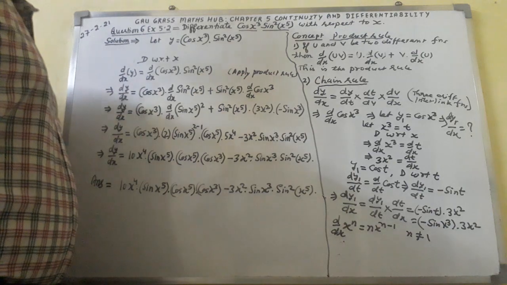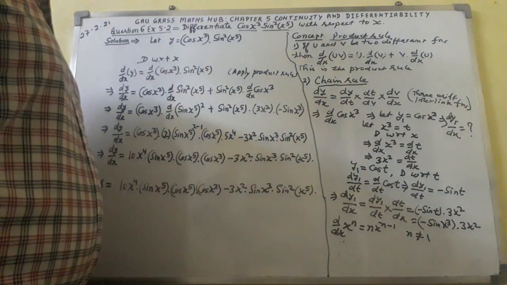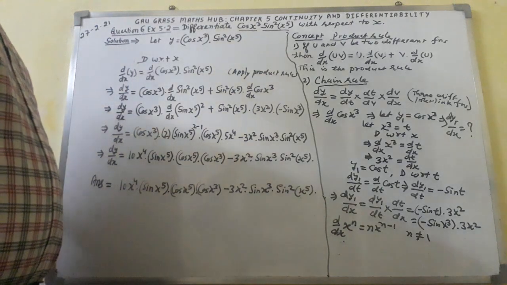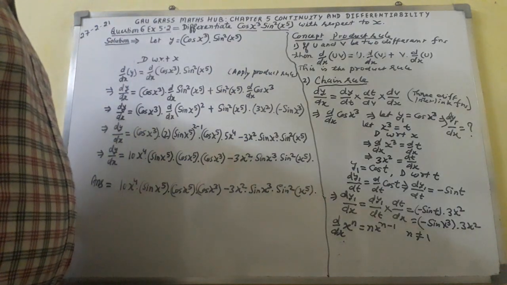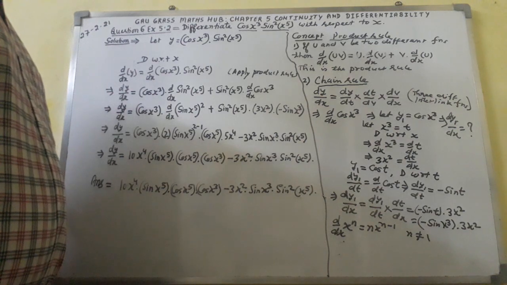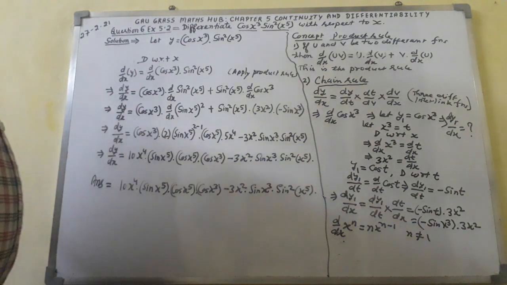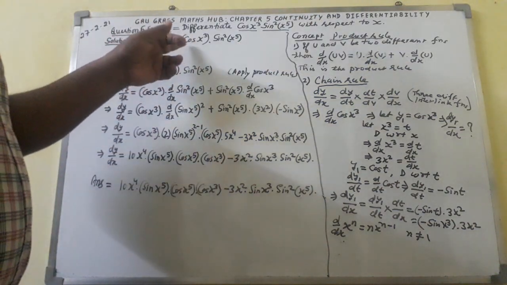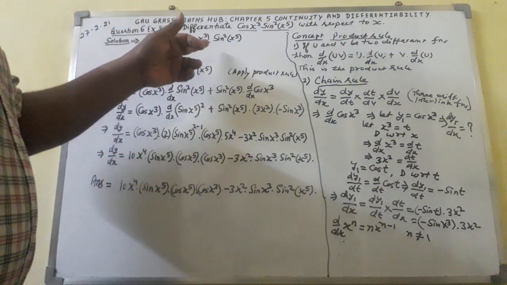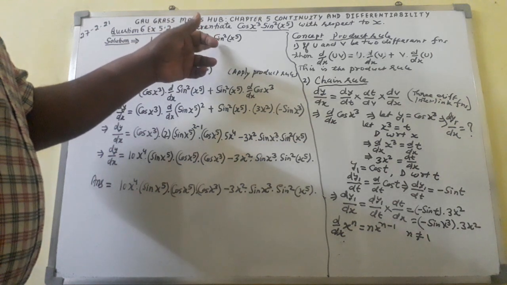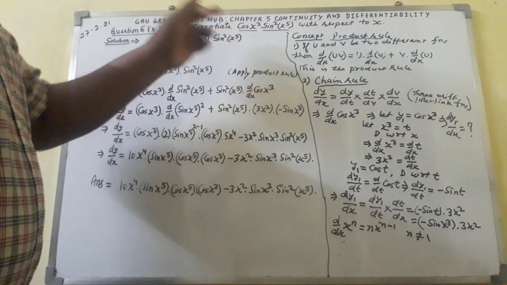The product rule says if u and v are two different functions, then d over dx of u multiplied by v equals u dot d over dx v plus v dot d over dx u. The product rule is this one. Here, the first function is cos x raised to power 3 and the second function is sin square x raised to power 5.